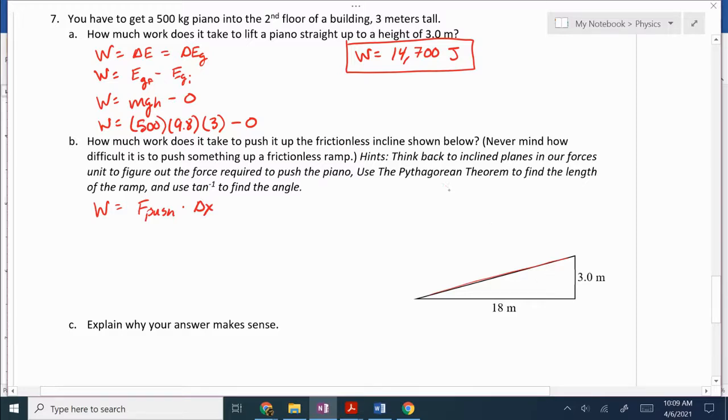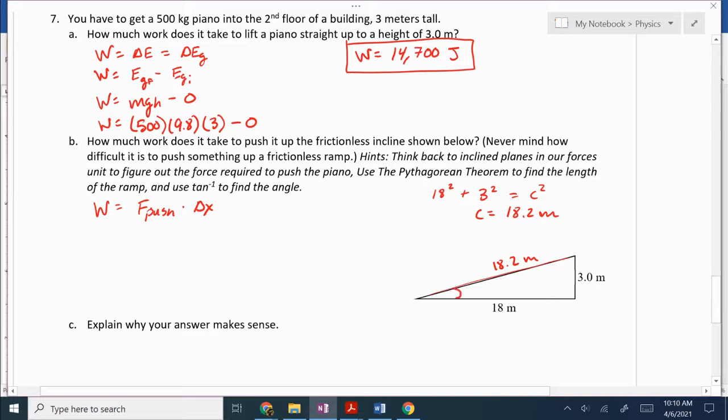To figure out the length of the ramp, it says use the Pythagorean theorem. So that's just 18 squared plus 3 squared. Pythagorean theorem is usually a squared plus b squared equals c squared. 18 squared plus 3 squared gives you 333, square root that, and you're going to get 18.2 meters.